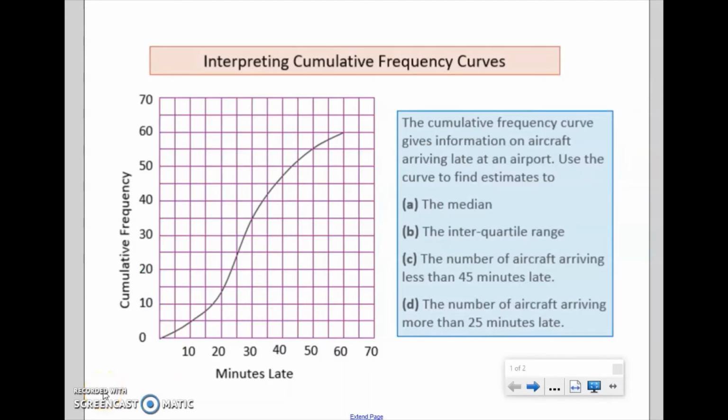Okay, here's a final question for you to have a go at. So this time I've already drawn the cumulative frequency graph for you. I've added in the cumulative frequency curve. So this time I would like you to interpret that graph by having a go at question A, B, C, and D. Again, you have the ability to pause the video at this point, and then I will talk you through my solutions once you unpause the video. Could you please have a go at question A, B, C, and D?